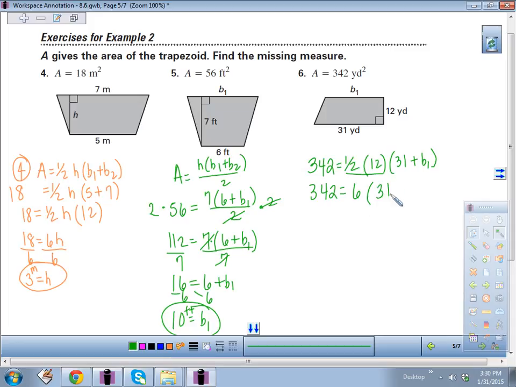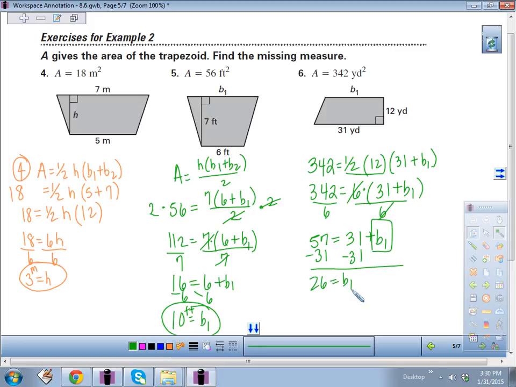And we have this 31 plus base 1. 6 is multiplying to the quantity here, so we'll divide both sides by 6. 342 divided by 6 will give me 57 equals 31 plus base 1. And lastly, to get base 1 by itself, we subtract 31 on each side. So 57 minus 31, that gives me 26 equals my base 1. And we are talking about yards.